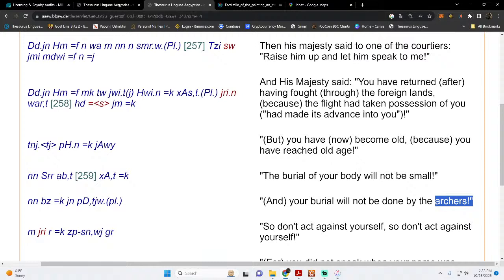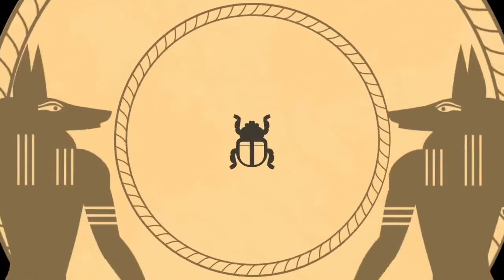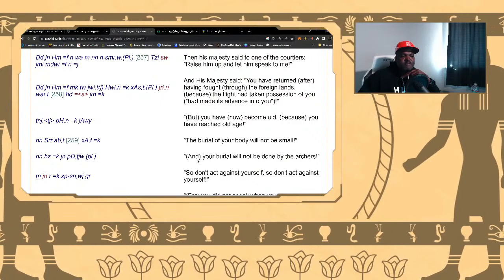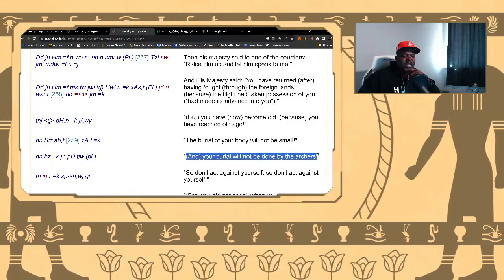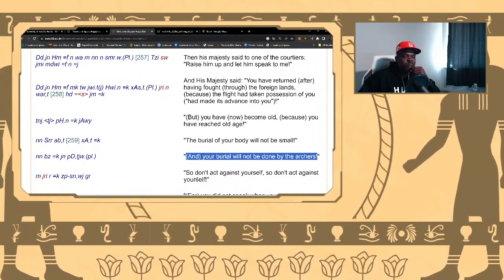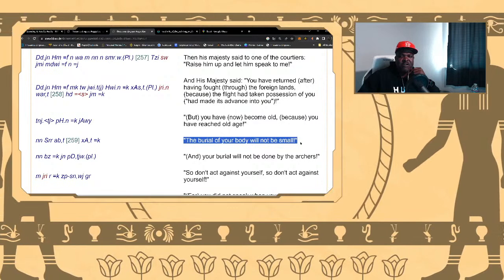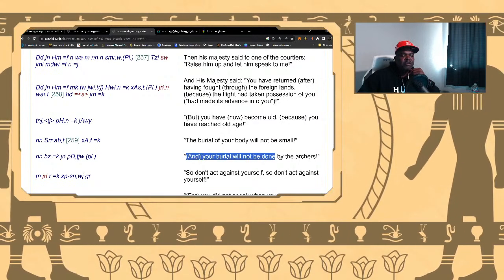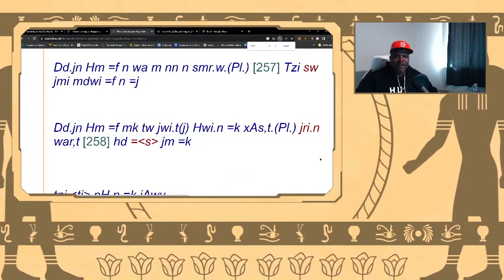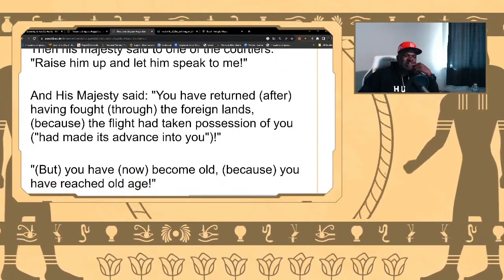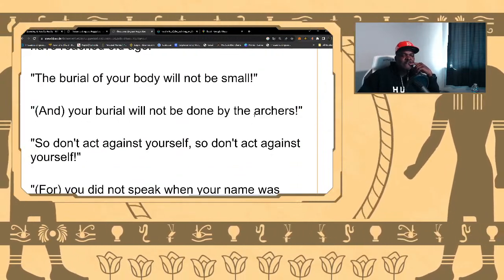Because he wasn't that much a boss. He was a Canaanite. Let me show you. You got to see it sometimes. He didn't let, see the archers right here? And your burial will not be done by the Patati. They messed this up. Your burial would not be small, and your burial would not be done by the archers, but it won't be in the presence of Canaanite archers.